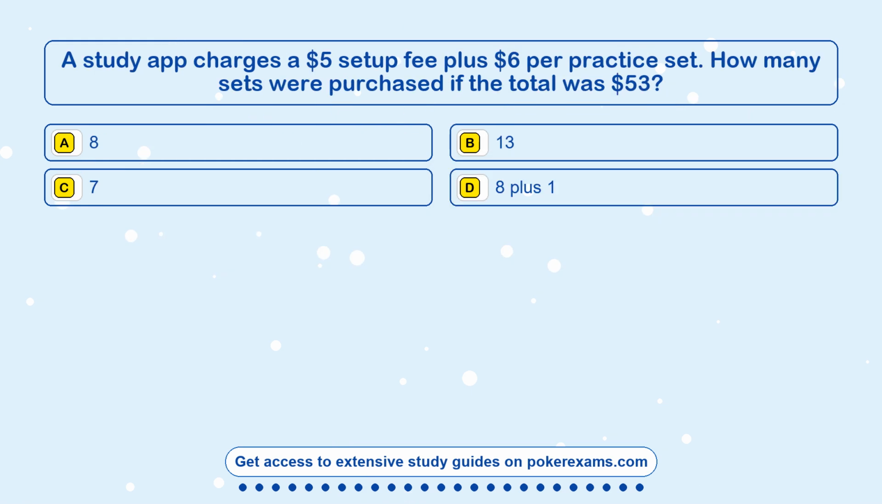Question 18. A study app charges a $5 setup fee plus $6 per practice set. How many sets were purchased if the total was $53? Option A, 8. Option B, 13. Option C, 7. Option D, 8 plus 1.